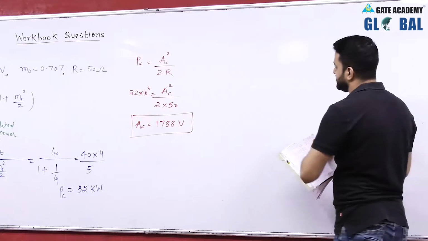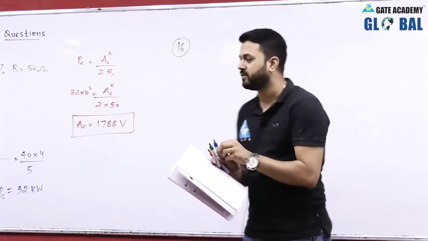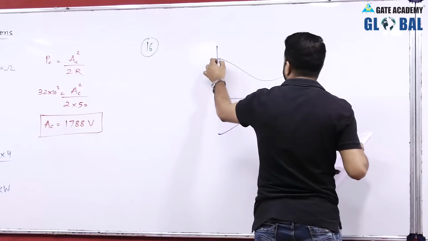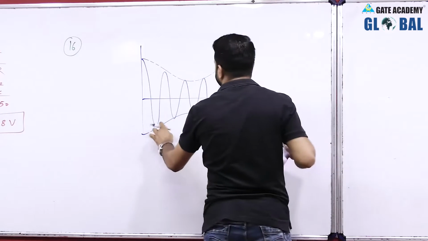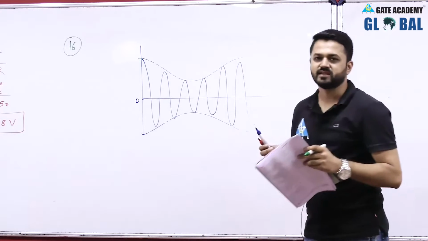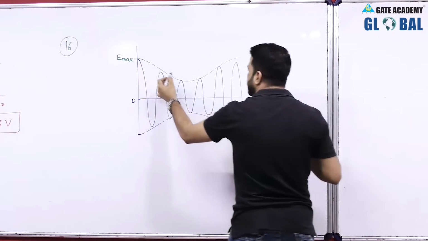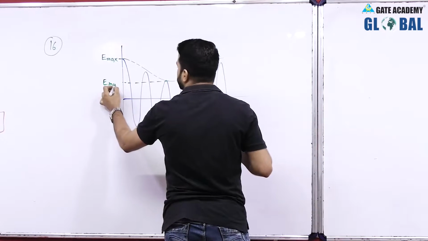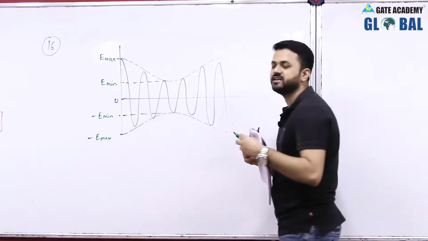Now question number 16 is the peak amplitude of the carrier after modulation. So after modulation we get an amplitude modulated waveform, and because this is sinusoidal modulation we can have the figure of the amplitude modulated signal like this. This is 0. This is the peak value of the AM signal, and we have to find the peak amplitude of the carrier. That means this peak amplitude, which is denoted by the maximum value of the envelope, that is Emax, and this will be the minimum value of the envelope, which is Emin. Similarly we have minus Emax and minus Emin.